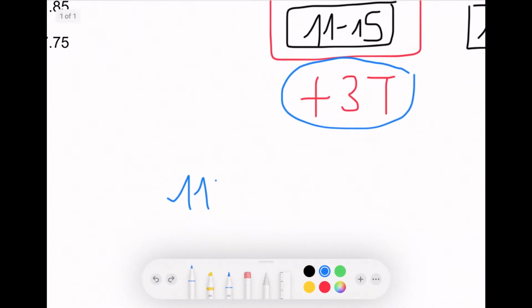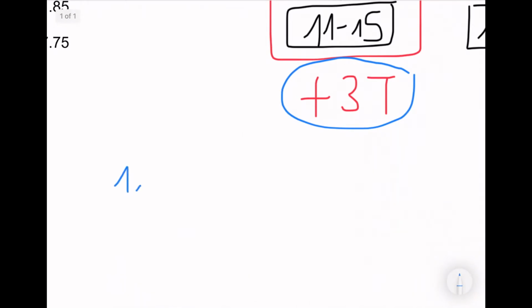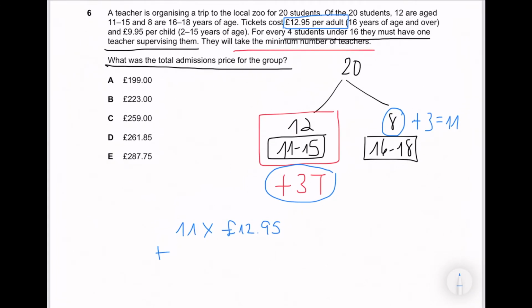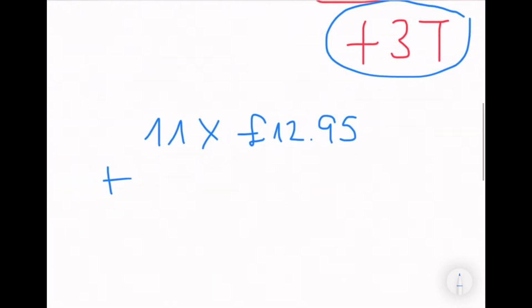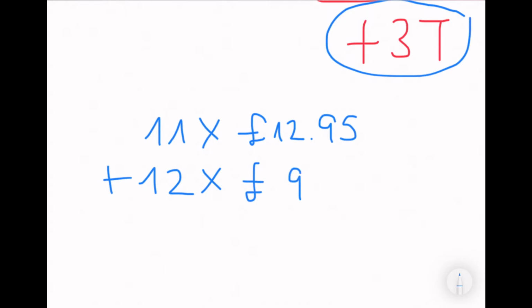Let's see, what am I writing here? We have 11 people that need the $12.95 adult tickets, and they're going to add that to $9.95 per child for those 2 to 15 years of age. So we have 12 of those. Okay, so we need 12 times $9.95. Okay.